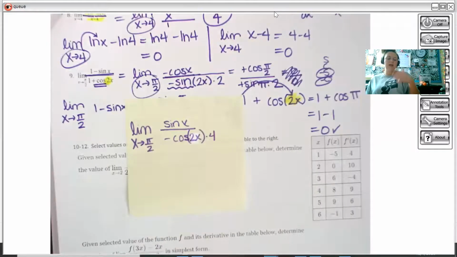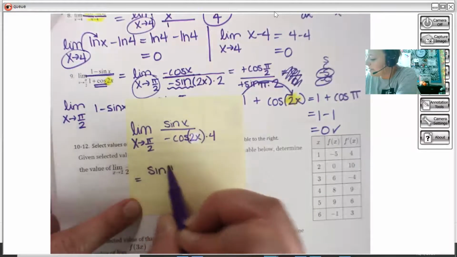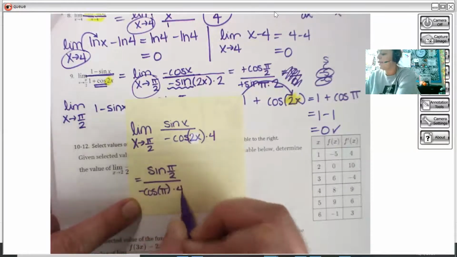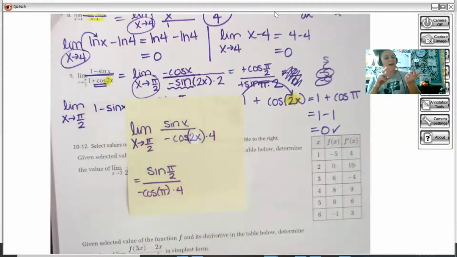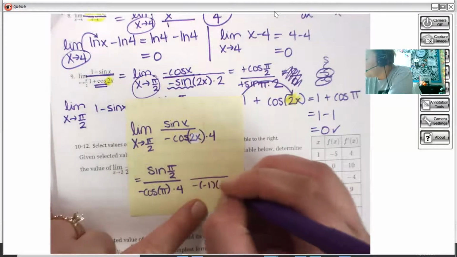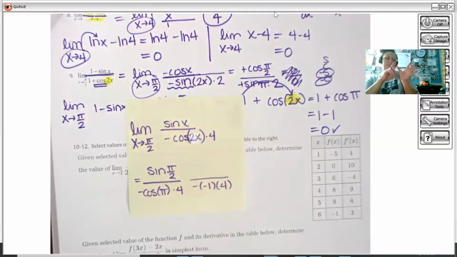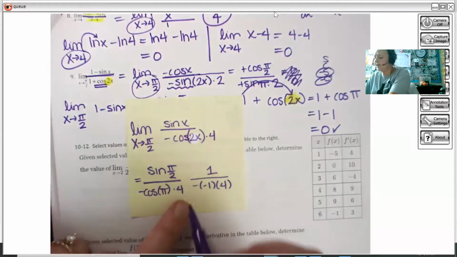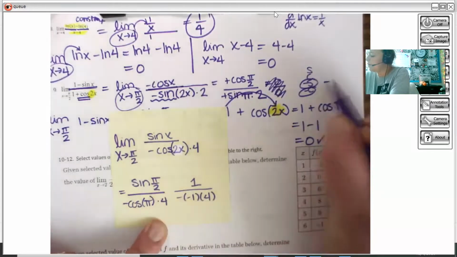And then I'm going to plug those values in. So on top, I would have the sine of pi halves. On bottom, I would have negative cosine of pi times 4. Think about where that pi is coming from. Well, I have a pi halves times the 2 in the 2x part. That cancels out. Cosine of pi is -1, which means I have -1 times 4. And then at pi halves, which is 90 degrees, the top comes out to be +1. So I have 1 divided by -1 times 4, which is going to give me a 4. So I'm just going to put equals over here.